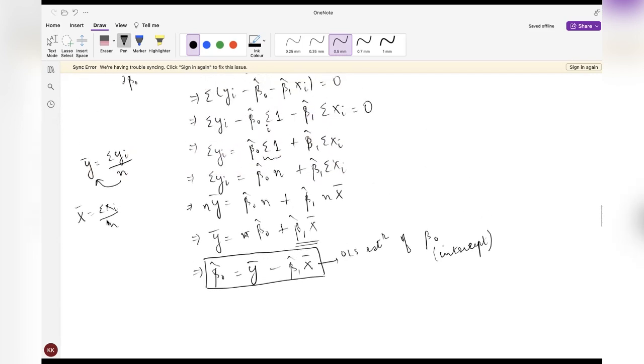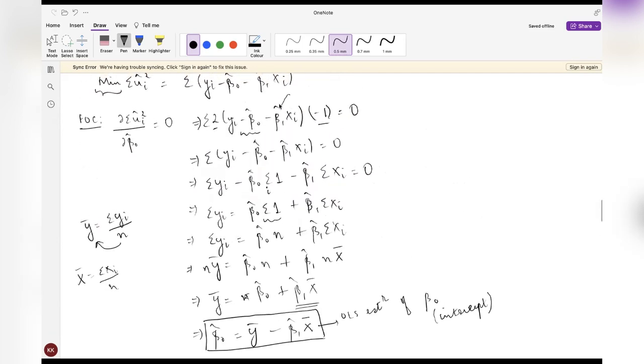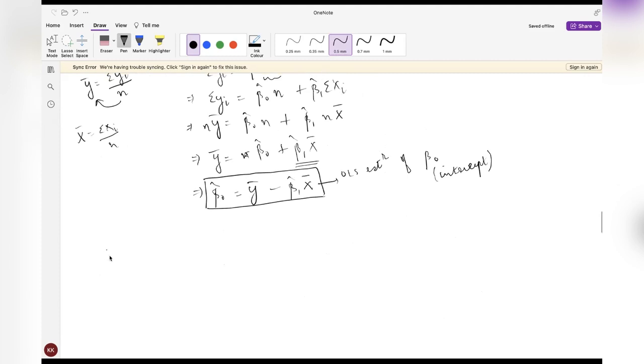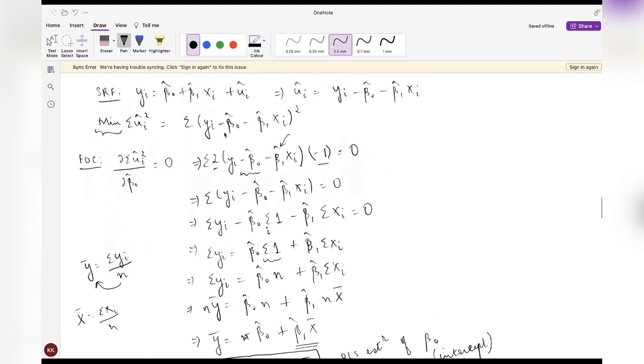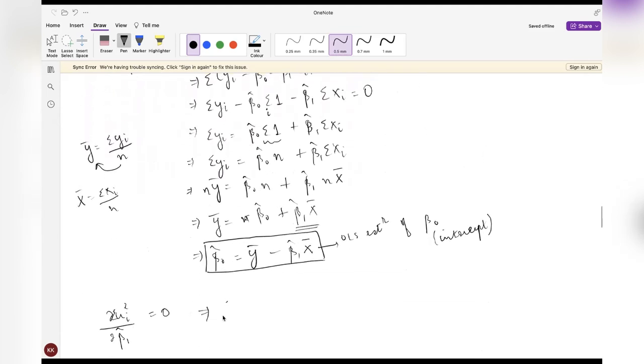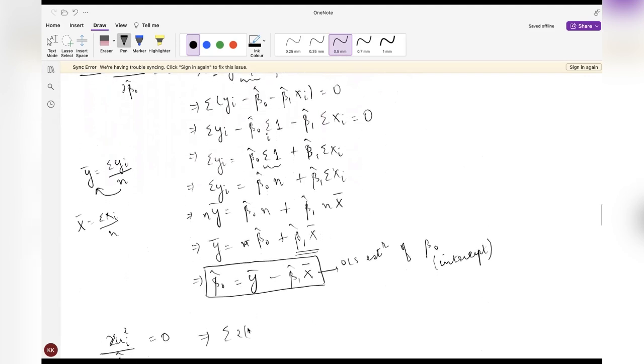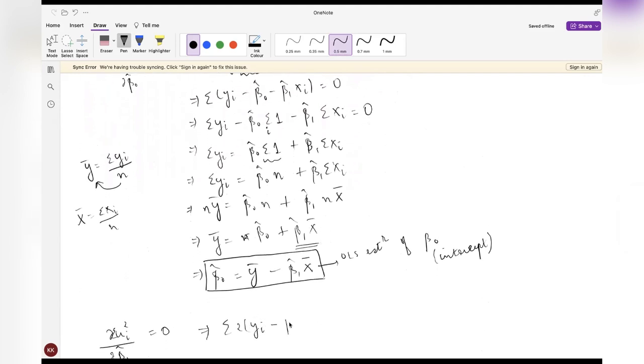Now, we also need to calculate the value of beta 1 hat. For that, we will be differentiating our sum of squared residuals with respect to beta 1 hat and equating it to 0. Again, using the chain rule and differentiation, we will get summation 2 of yi minus beta naught hat minus beta 1 hat xi. But now we are differentiating with respect to beta 1 hat, so that will give us minus of xi is equal to 0.